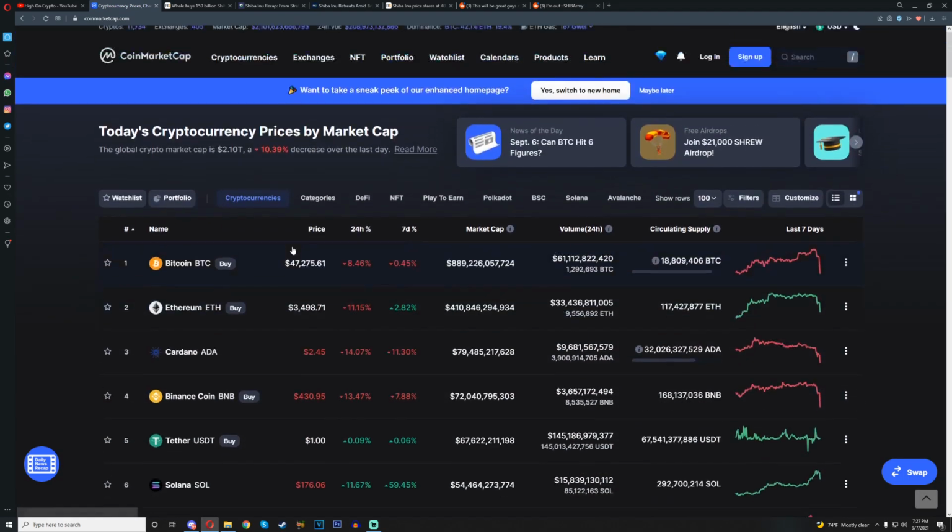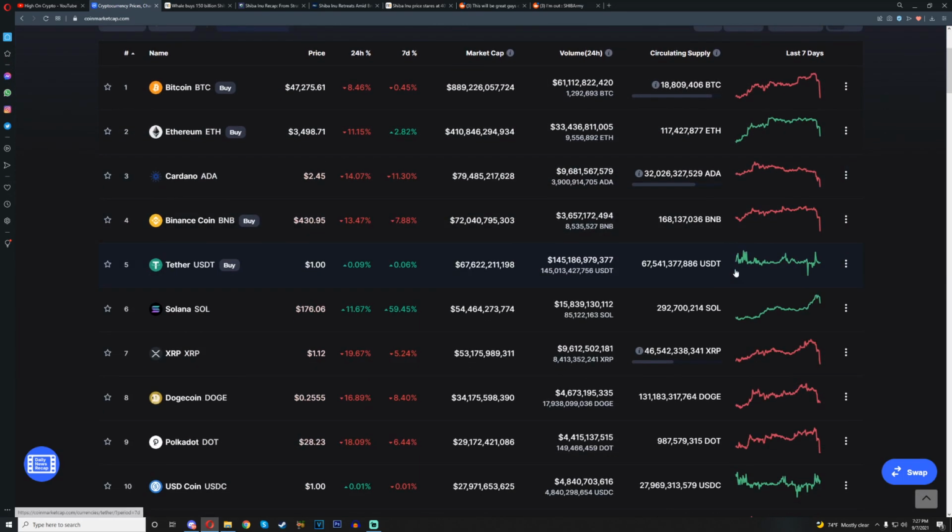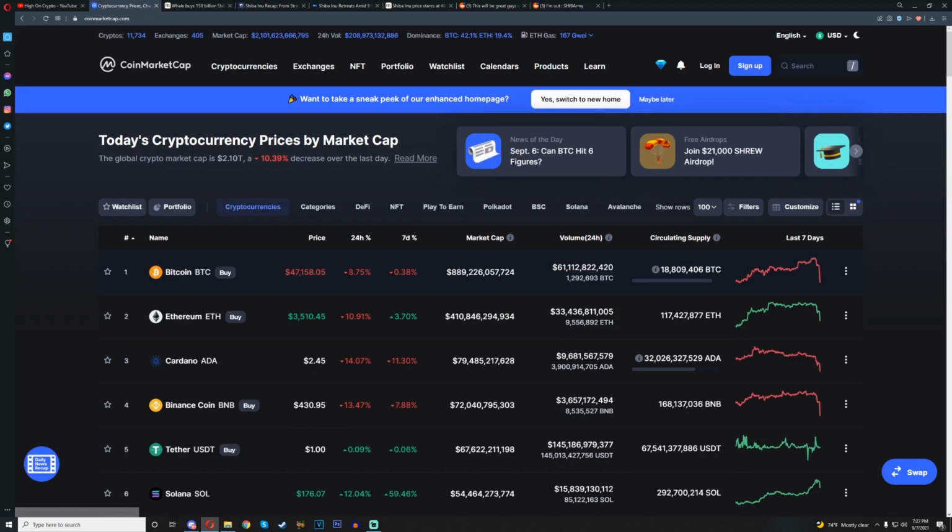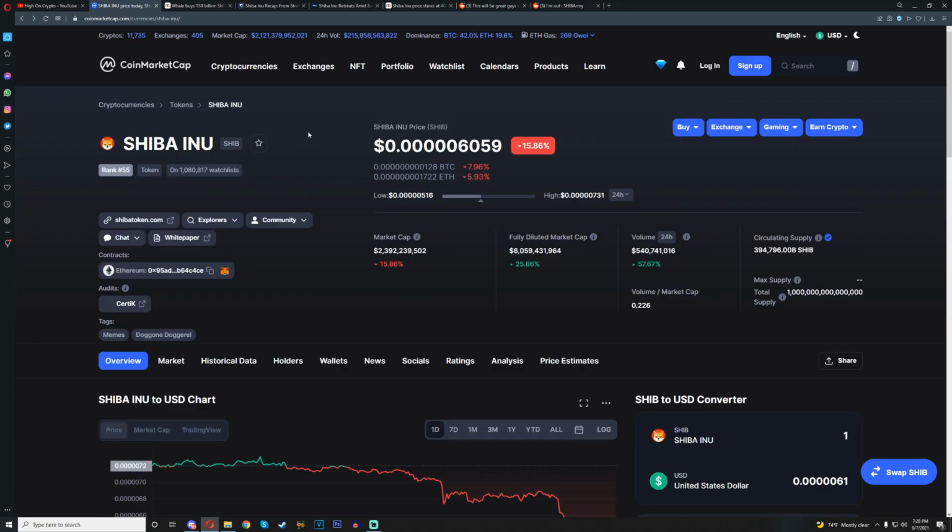As you can see, everything is looking good, but some of the cryptos are trading in red. Bitcoin is down by almost 9% and the global crypto market cap is down by 10%. But of course, guys, that's nothing to be worried about because today we have some great news for Shiba Inu coin. Let's see how's the Shiba Inu doing on the coin market cap.